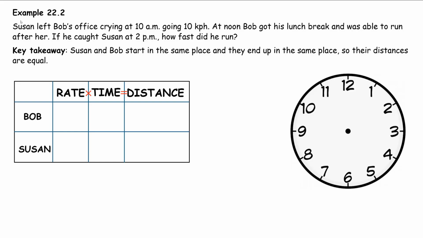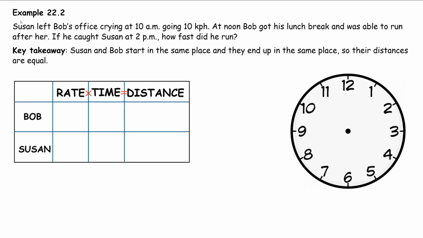Okay, the first kind of rate times time equals distance problems we did were the ones where the distances are equal for the two situations. So Susan left Bob's office crying at 10 a.m., going 10 kilometers per hour. At noon, Bob got his lunch break and was able to run after her. If he caught Susan at 2 p.m., how fast did he run?